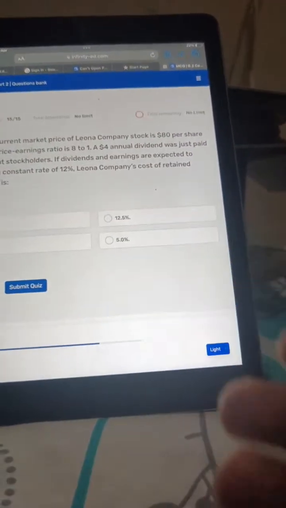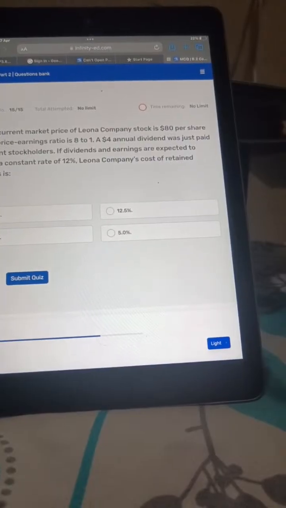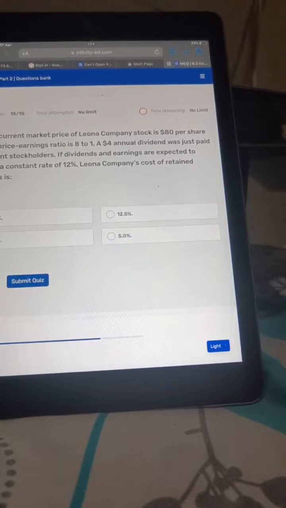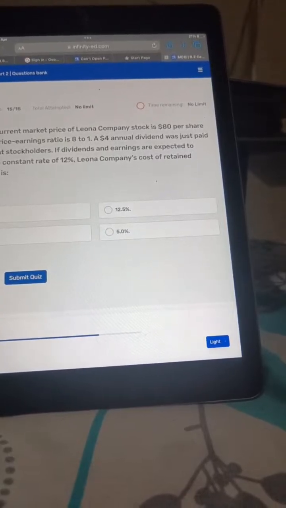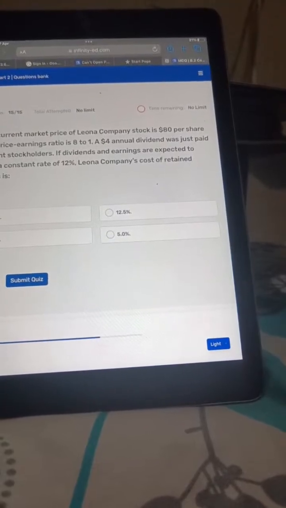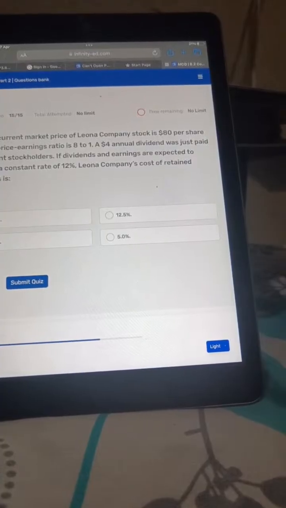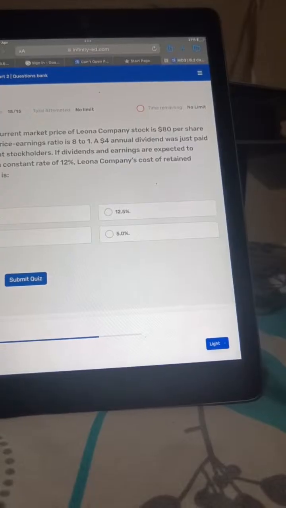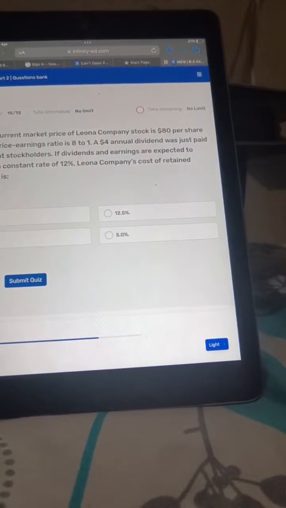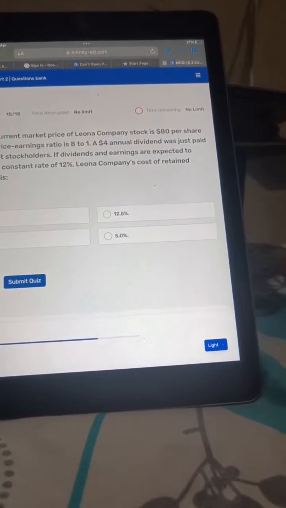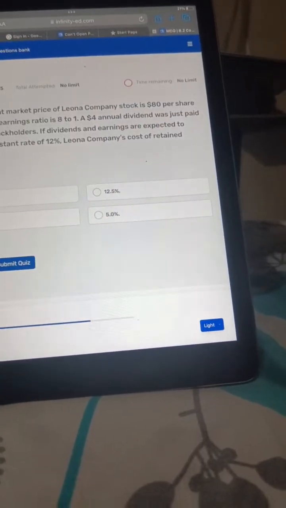And now we are at question number 15. This is the last question of this unit. The current market price of Leona company stock is $80 per share, and its price earning ratio is 8, and a $4 annual dividend was just paid to current stockholders. If dividend and earnings are expected to grow at a constant rate of 12%, the company's cost of retained earnings is, and we need to calculate.